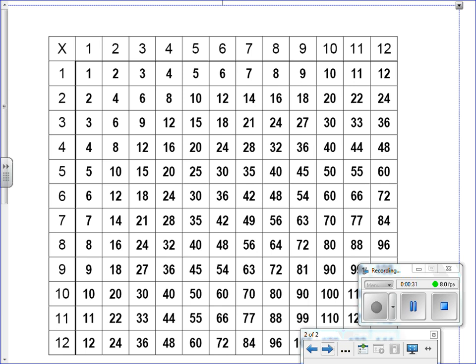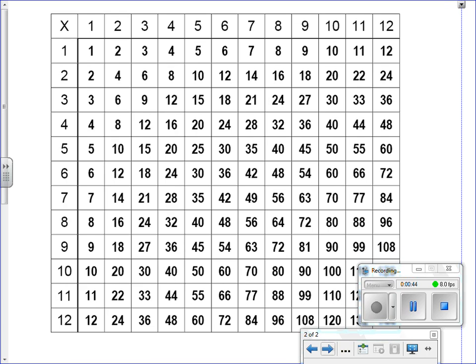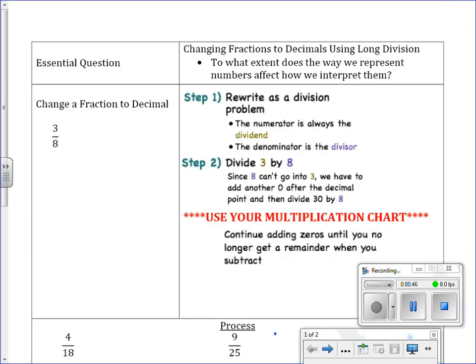This is going to be essential for us to be able to do what we need to do with long division. If you need to, pause the video now so you can go ahead and fill in your multiplication chart now. Now that you have your multiplication chart filled in, what we want to do is change 3/8, the fraction, into a decimal.